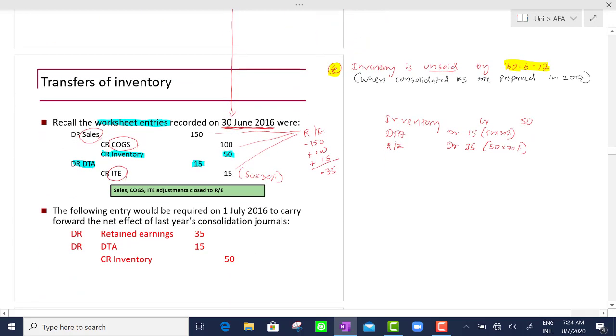Right, this is the answer. I think it is clear. The answers are there, but I worked out the question.